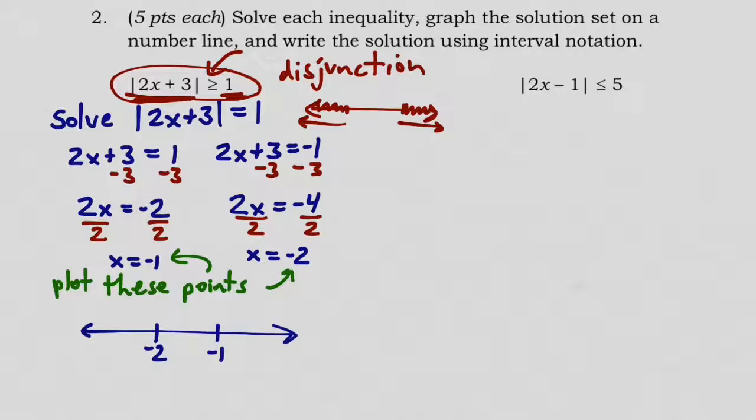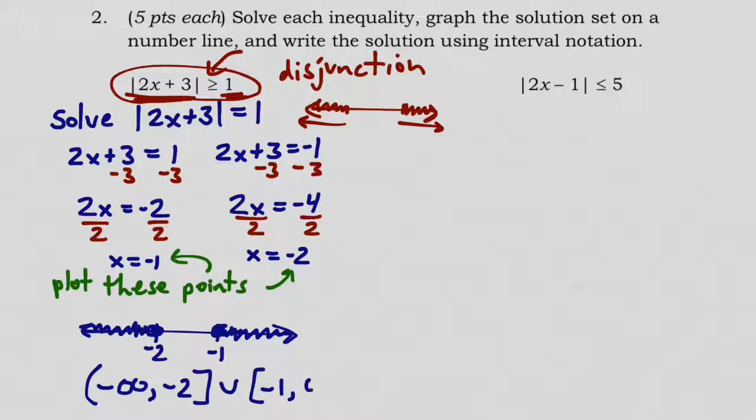So looking at our graph, I know that the solution is going to be everything above -1 and everything below -2. Since equality is allowed, I'm going to put solid dots at those boundary values. Using interval notation to describe the solution, we get -infinity to -2 with a bracket, and then union -1 to infinity.